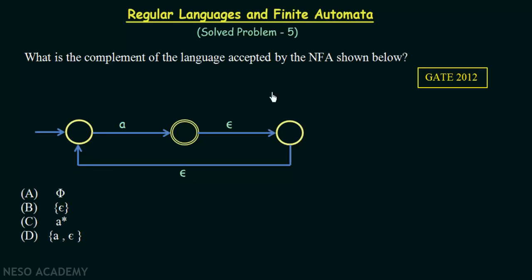the NFA over here? So complement can mean the opposite of what it is doing. That is what we mean by complement. So we have the NFA given over here, and we have 4 options. So first of all, let us see what this NFA is.